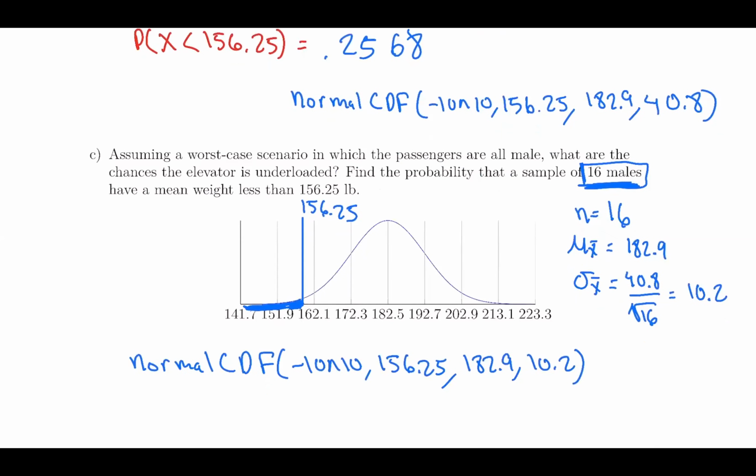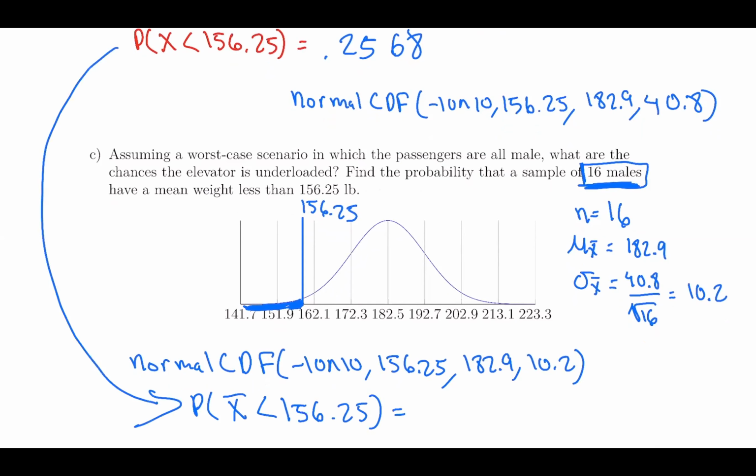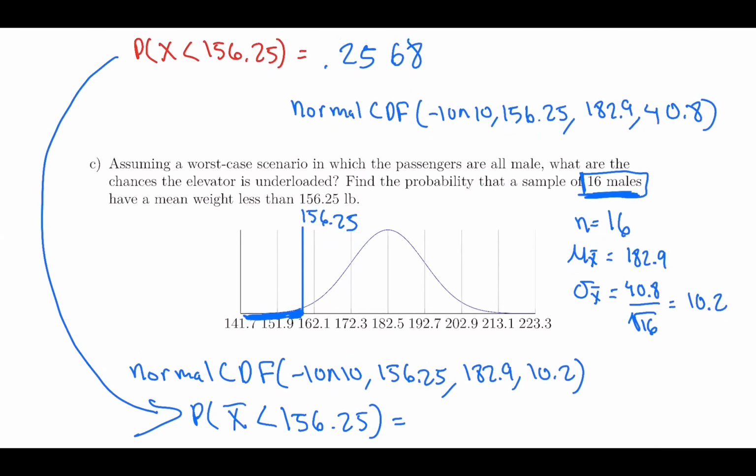So now when we find this probability, we're finding the probability that x bar is less than 156.25. Notice the difference between this one and this one, so that in a test or a quiz, you don't mix them up. If you said probability x is less than 156.25, I'm telling you it's a sample size of 1. If I tell you the probability that x bar is less than 156.25, that's when you know you have a sample size. All right, so if I enter all of this into our calculator, what do I get?